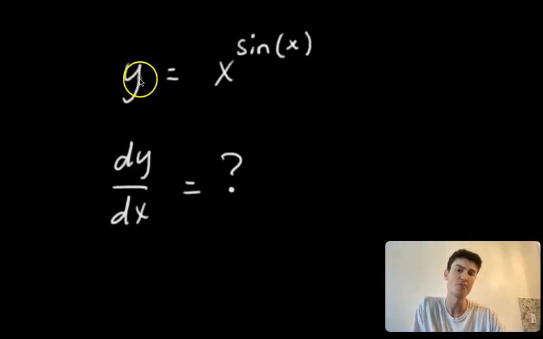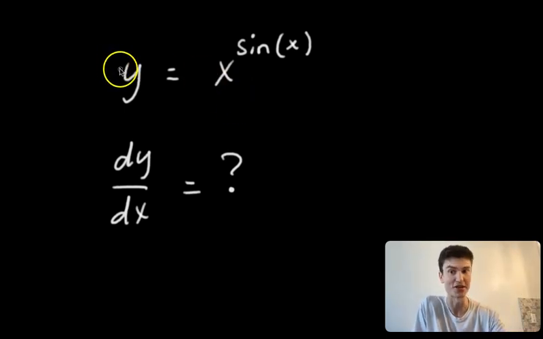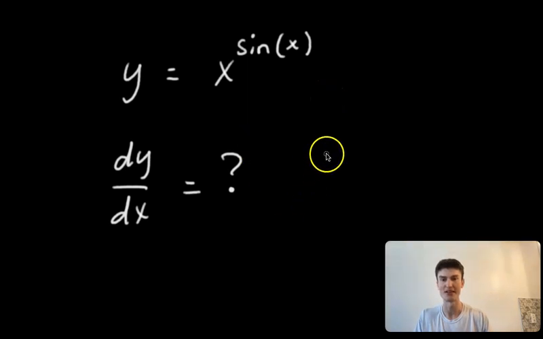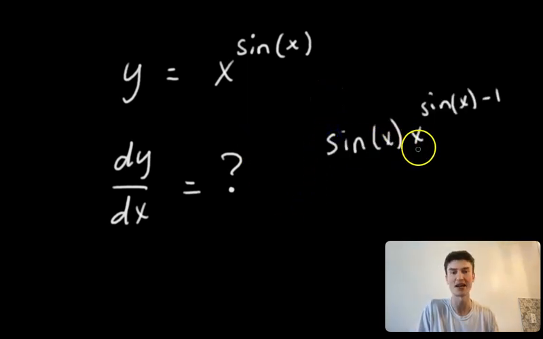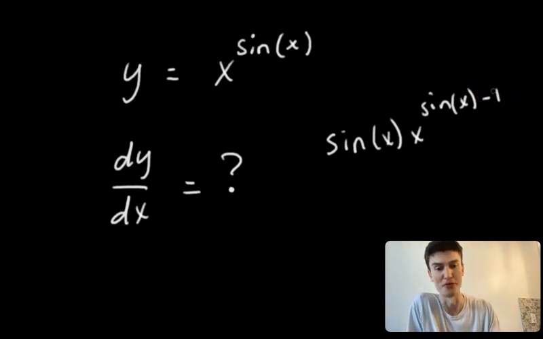But you use logarithmic differentiation when you have a derivative which has your unknown variable in the base of an expression and in the superscript, the exponent position. Like in this case, we have y equals x to the sine of x. And if you didn't know any better, you would say that this derivative was sine of x times x to the power of sine of x minus 1. And you would try to use the power rule.